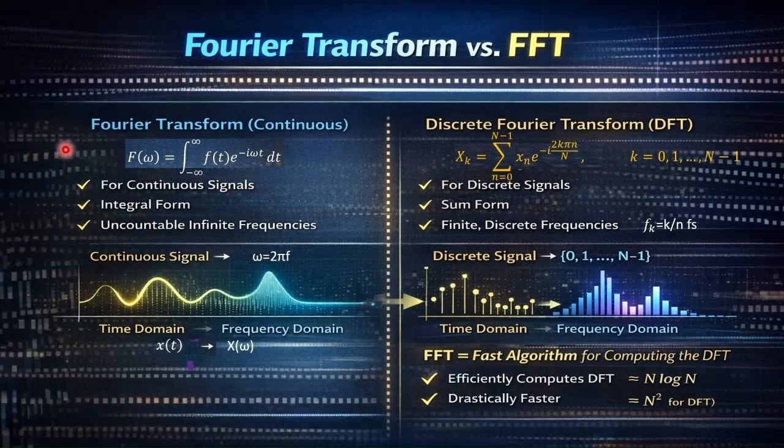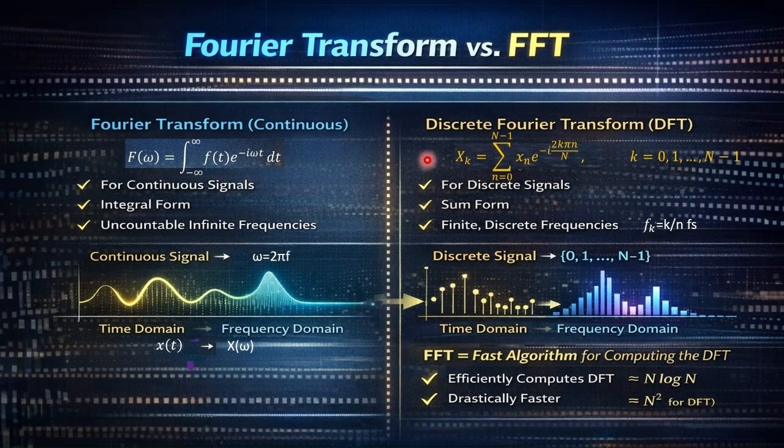It describes how a continuous signal can be represented in terms of its frequency components. However, in computers, we do not work with continuous signals. Instead, we deal with discrete signals, a finite number of samples, and numerical computation. Because of this, we use the Discrete Fourier Transform or DFT. Suppose we have n samples of a signal. The formula for the DFT is shown on the slide.